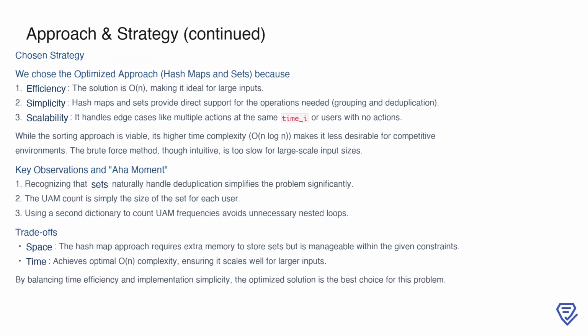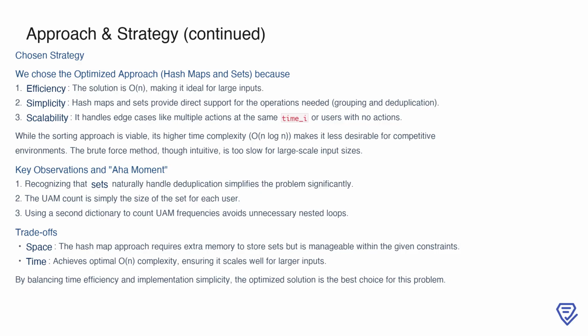The optimized approach using hash maps and sets is the strategy we chose to solve this problem. It is the most efficient, with a time complexity of O(n), making it well suited for large-scale inputs. This solution is also straightforward to implement, as hash maps and sets naturally handle the operations required for grouping and deduplication. Moreover, it scales effectively and is robust enough to handle edge cases, such as users with no actions or multiple actions at the same timestamp. While the sorting-based approach is a valid alternative, its O(n log n) complexity makes it less competitive in terms of performance. On the other hand, the brute force method, though intuitive, is impractical for large datasets due to its inefficiency.